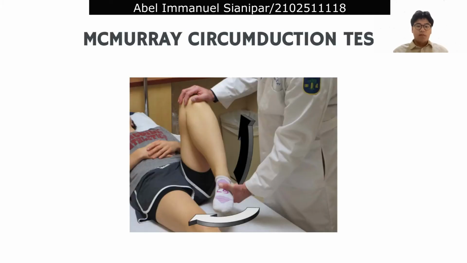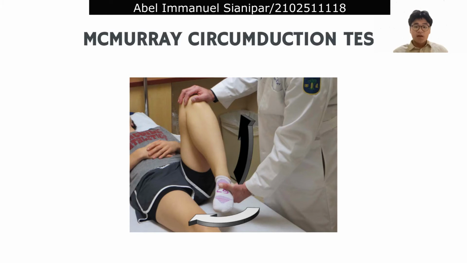McMurray circumduction test. Okay, so occult tears of the posterior horn meniscus are detected by doing the McMurray circumduction examination. Lateral meniscus tear is tested by rotating the tibia internally to allow the knee to be extended. The tibia and knee are later rotated externally and extended to test the medial meniscus tear. In this test, with flexion and internal rotation, the posterior horn of the lateral meniscus is brought under the lateral condyle, causing stress, and the knee is extended.